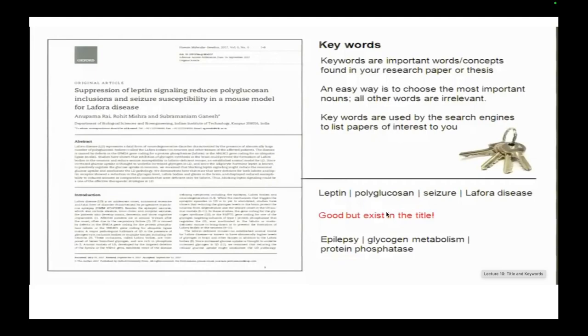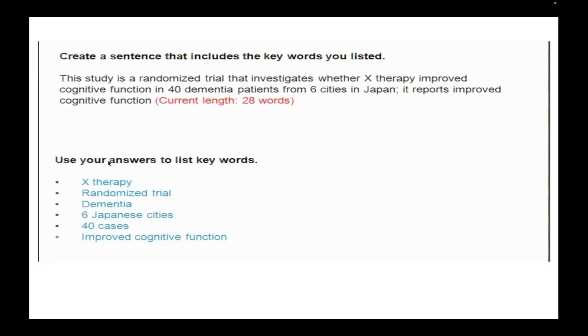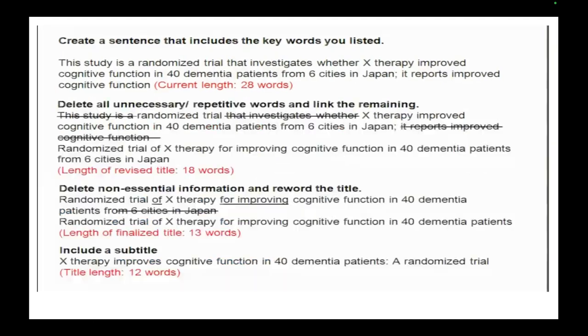But you have to use some extra words, and definitely there will be a lot of words specific to your paper. For example, here related to this paper there are epilepsy, glycogen metabolism, and protein phosphatase. These are important keywords used in this paper, so you have to choose these keywords. In the earlier slide I showed you some lists of words. Here you choose, for example, 6, 7, or 10 words that are important for your paper. From these, the more important ones you can choose for the title, and the ones that do not fit in the title you can choose as keywords. This is the best way to do it.